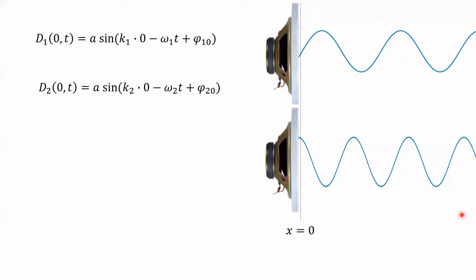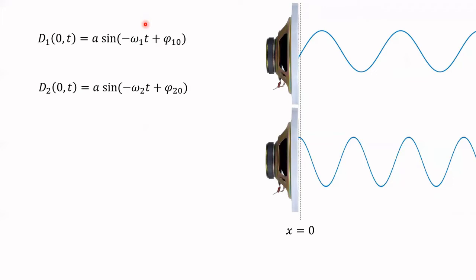The phenomenon you hear, the interference phenomenon called beats, is going to happen anywhere. It's not specific to the point right in front of the speakers, but we're choosing that point because it's so much easier math-wise. And do you see why? If you plug in x equals 0 for your coordinate, then that term just goes away. So the argument of these two functions just got a lot simpler. And also you'll notice that I'm evaluating each displacement specifically at x equals 0.